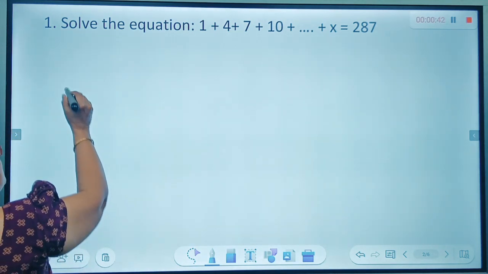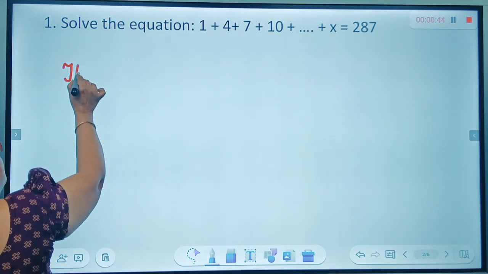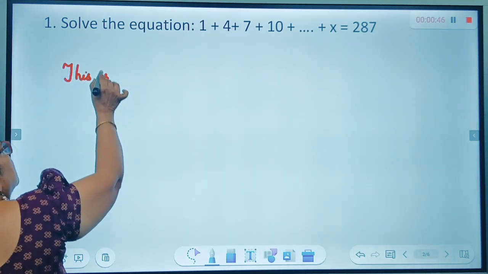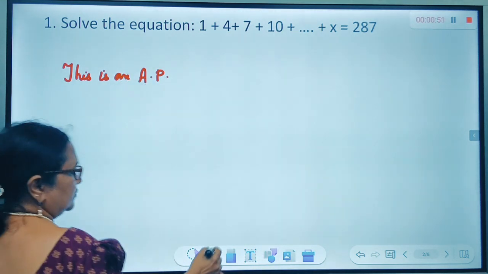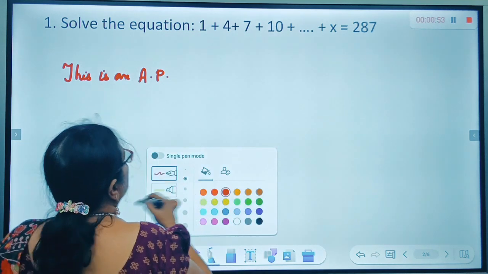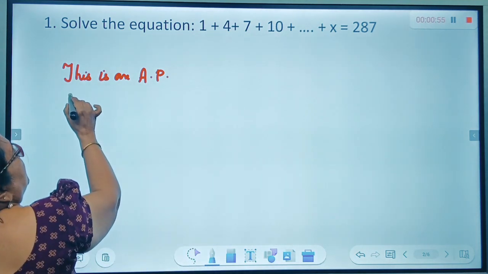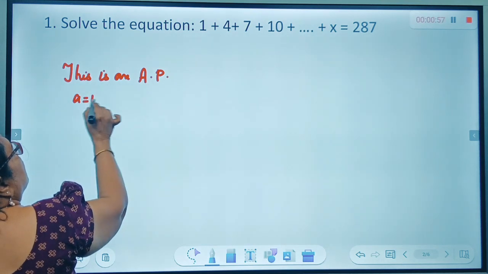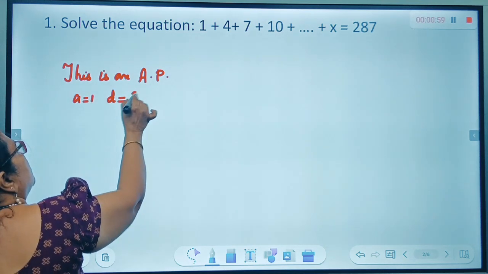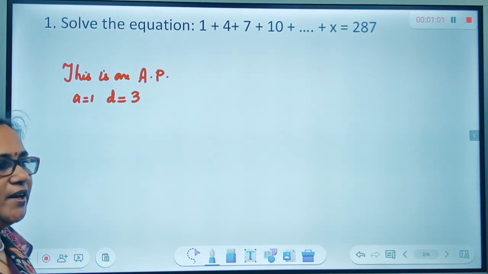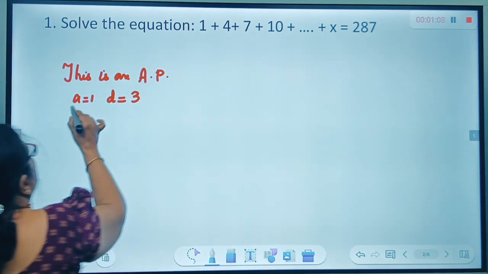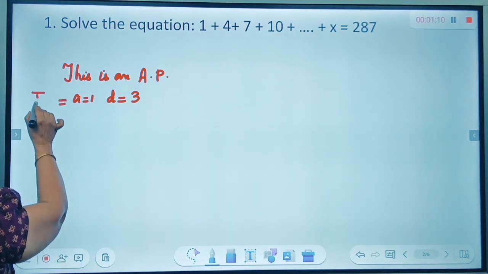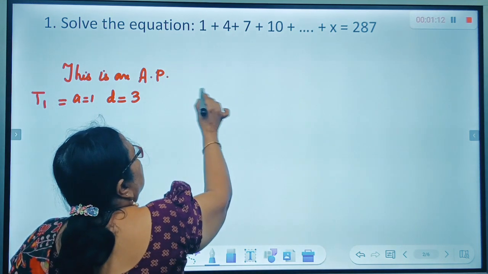You can clearly see that this is an AP. This is an arithmetic progression with a equal to 1 and common difference equal to 3. This is an arithmetic progression whose first term is 1 and common difference is 3. A equal to 1 is always the first term. The nth term is x.